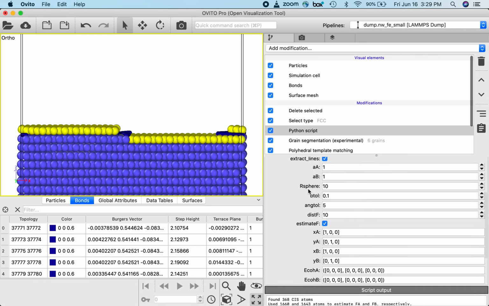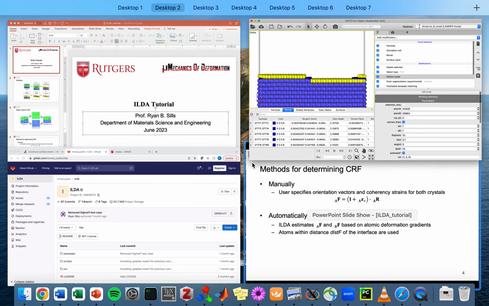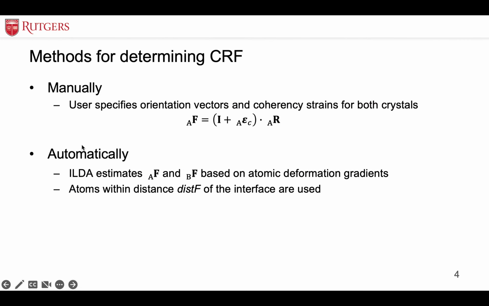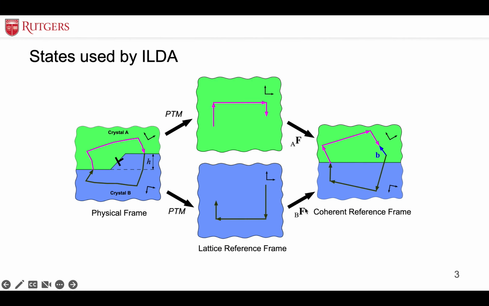Okay. Then, all right, so that's how we use it if we want to do this automatic mode. But in many cases, you're going to already know what your coherent reference state is, because let's say you manually construct the interface. So in the case of the simulation I'm showing you, I manually constructed the system, so I already know what my coherent reference frame is. And in that case, it's the Nishiyama-Wasserman orientation. So in that case, you just tell it.